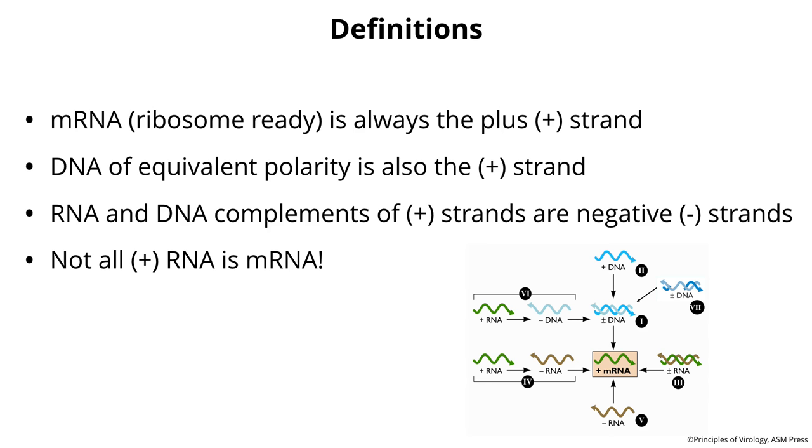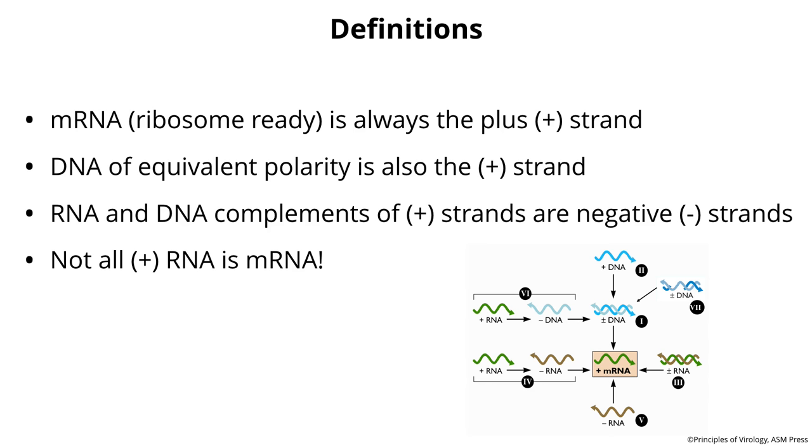The DNA of the equivalent polarity, plus, is also the plus strand. But when you make mRNA, you copy the minus strand of DNA, right? You don't copy the plus strand, otherwise you would get minus mRNA. And RNA and DNA complements of plus strands, of course, are called minus strands or negative strands. You'll see both in the virology literature. So those are the definitions.